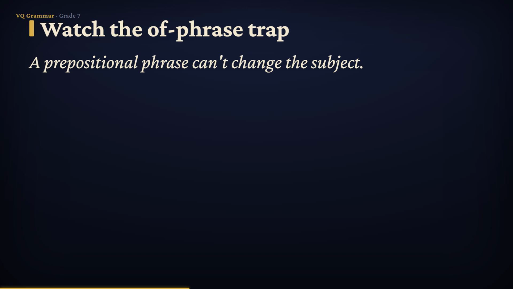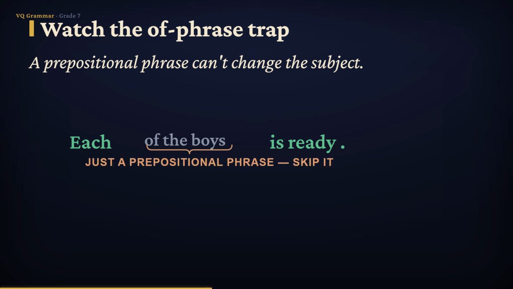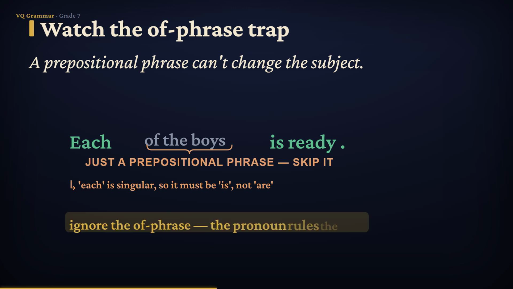Now the trap that catches almost everyone. Look at this sentence. Each of the boys is ready. Your ear wants to say are because boys is sitting right there, plural and loud. But boys is not the subject. It's tucked inside the prepositional phrase of the boys, which is just extra information. The real subject is each, and each is always singular. So ignore the of phrase completely and let the pronoun rule the verb. Each is ready, not each are ready.